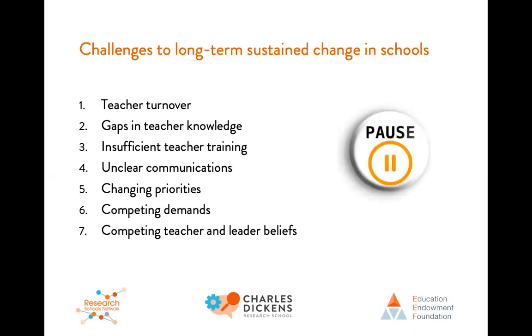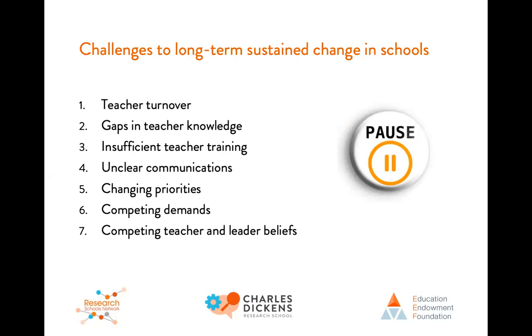Now, we've got here some challenges to long-term sustained change in schools. Thinking about teacher turnover, how can we mitigate the risk of losing institutional knowledge? What the gaps in our teacher knowledge might be, and thinking, for example, with the introduction of the early career framework, we might have really well-trained teachers in years 1 and 2, but what about our teachers who did not go through that process? What might their gaps be?